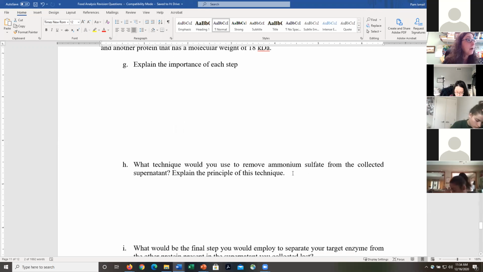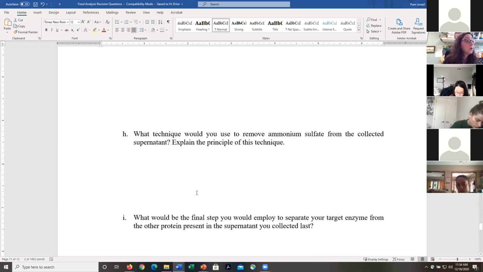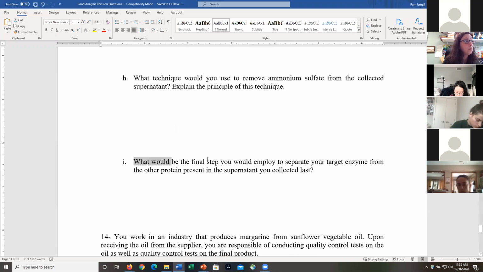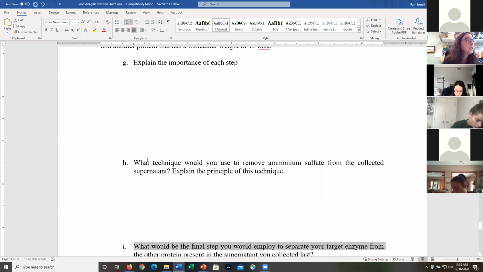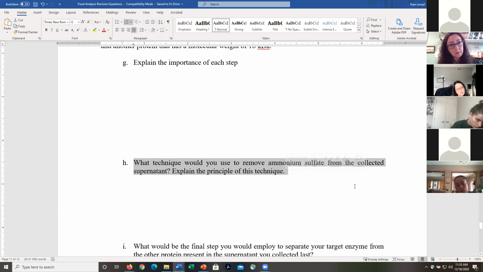Then the last step, which is the question here: what would be the final step you would employ to separate your target enzyme? I would say size exclusion chromatography. All right, and in this question here, it's asking how would you desalt your sample? So dialysis. So you want to remember your dialysis membrane for removal of salt.